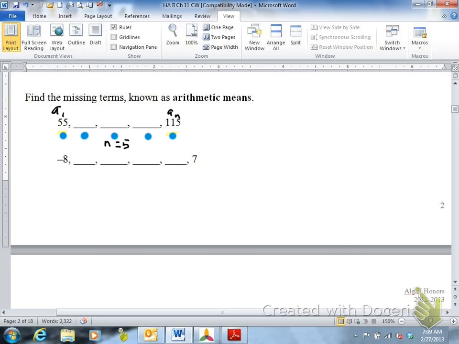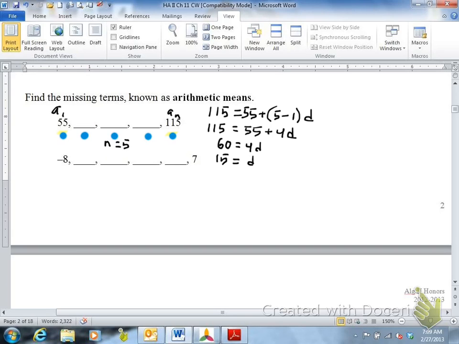You'd have 115, your last term, equals 55 plus 5 terms minus 1 times d. So you have 115 equals 55 plus 4d, d as in dog. Subtract 55 from both sides, and that's 60 equals 4d. So d divided by 4, d is 15.